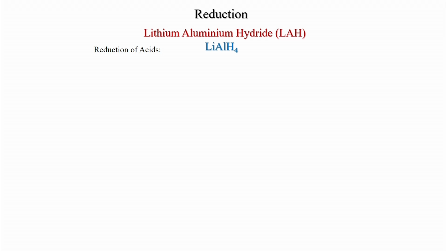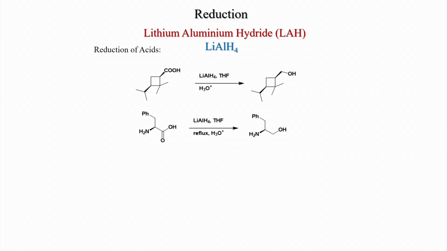Reduction of acids. Various acids can be reduced with lithium aluminum hydride. Here you can see cyclobutane carboxylic acid reduced to the alcohol with lithium aluminum hydride in THF, and then treated with a protic source. And here an amino group is present and a carboxylic acid, this is an alpha amino acid, and it is reacting with lithium aluminum hydride in THF under reflux condition, followed by acid treatment, gives the alcohol.